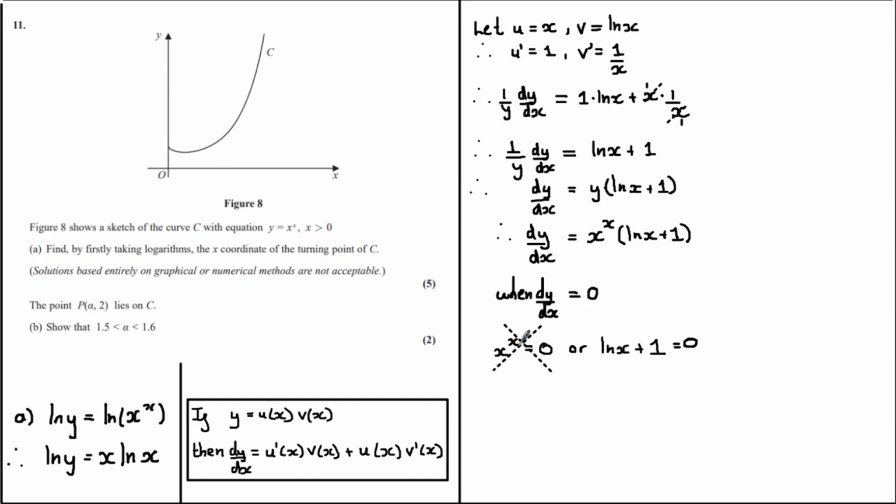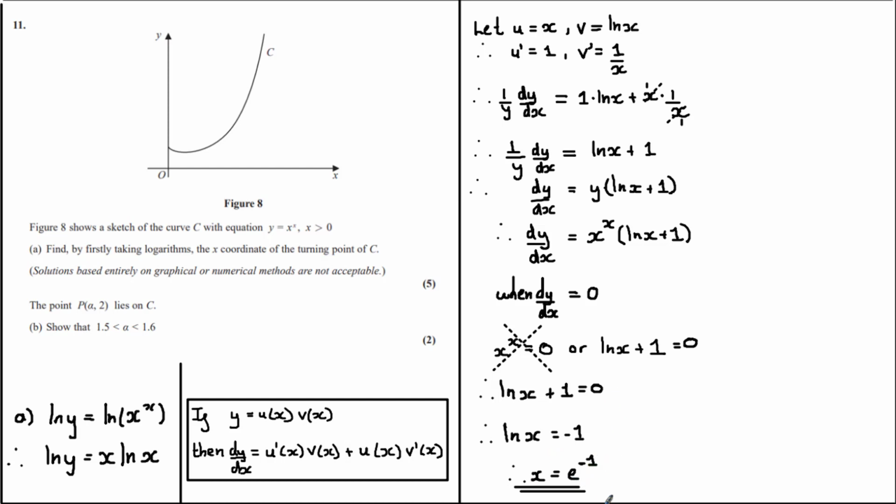exclude this case, right? So that leaves us with this case, and let's try and solve this to find out x. Here we have ln of x plus 1 is equal to 0. Subtracting 1 from both sides, we get that therefore ln x is equal to -1, and to make x a subject, we need to take e to the power of both sides, giving us that x is equal to e raised to the power of -1.